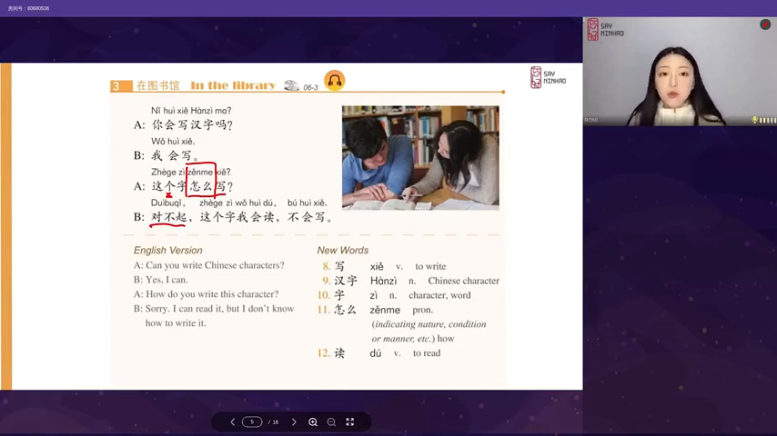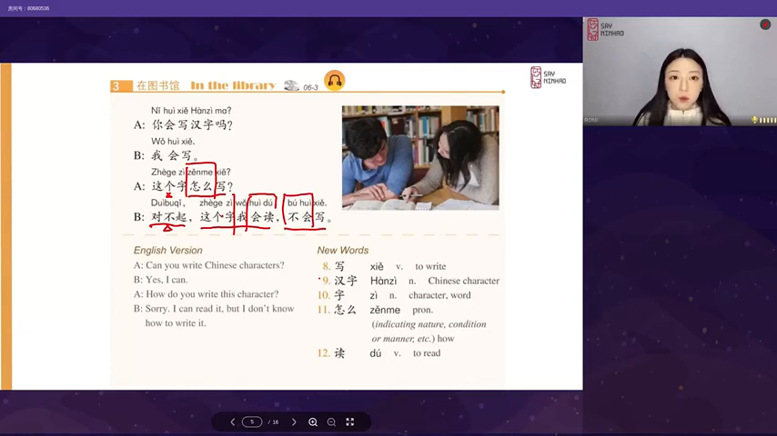And B answered, 对不起, still remember this word? 对不起, it means sorry, 对不起. And 不 is a neutral tone, okay? Neutral tone too. And let's see. 这个字我会读. This character I can read. 不会写. Okay, I can read. 我会读. 不会. It's the negative form of 会, 不会, I can't write. Okay, it means, sorry, I can read this word, but I cannot write it.